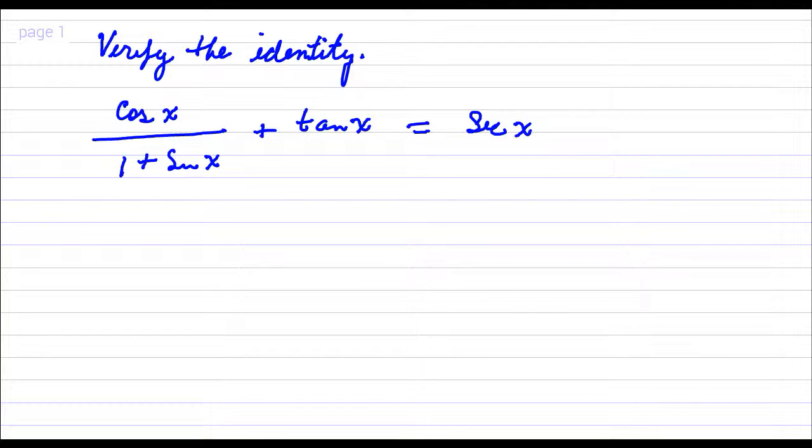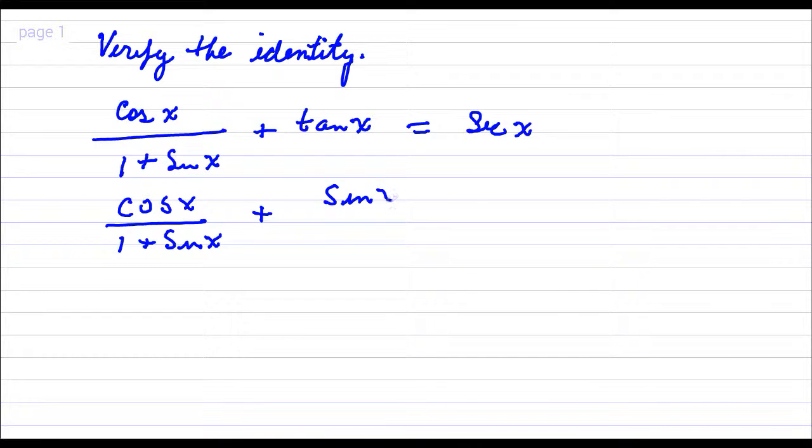Alright, the first thing I'm going to do is rewrite tangent as sine over cosine. Okay, I'm going to obviously work on the left-hand side here, and after I do all of this work, eventually it'll look like secant x.